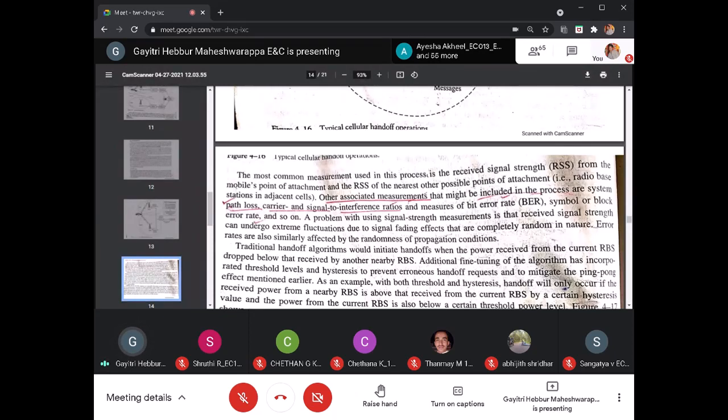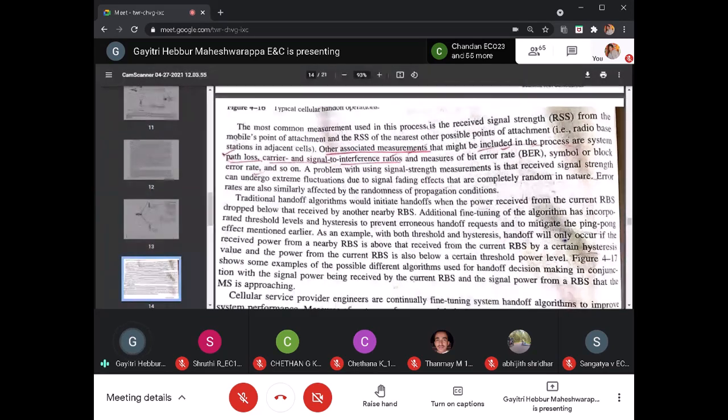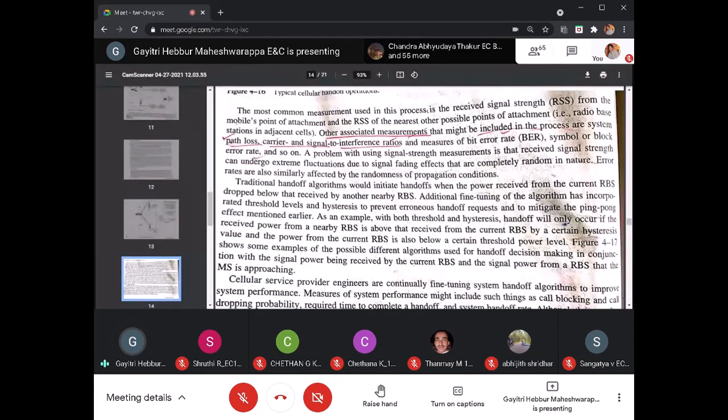That means we don't know when the environmental conditions change, so the SI ratio may also reduce. So it is not only that we are going to consider; we are also considering other parameters like path loss, carrier to signal to interference noise ratio, bit error rates and other things. Based on that, it is going to decide.